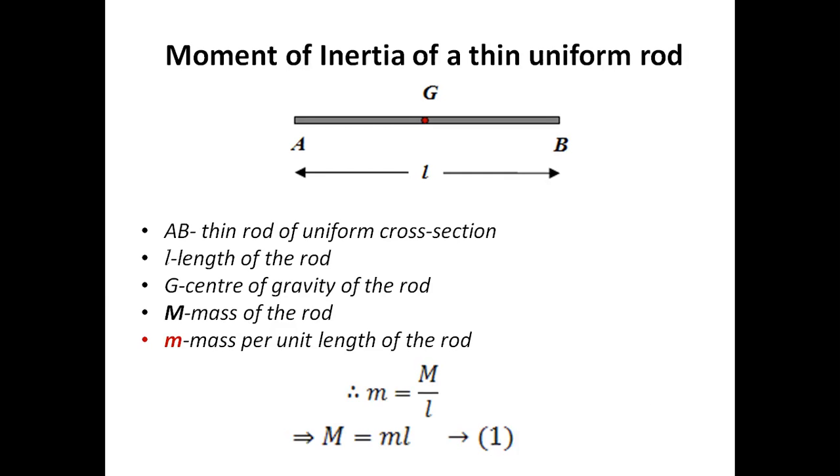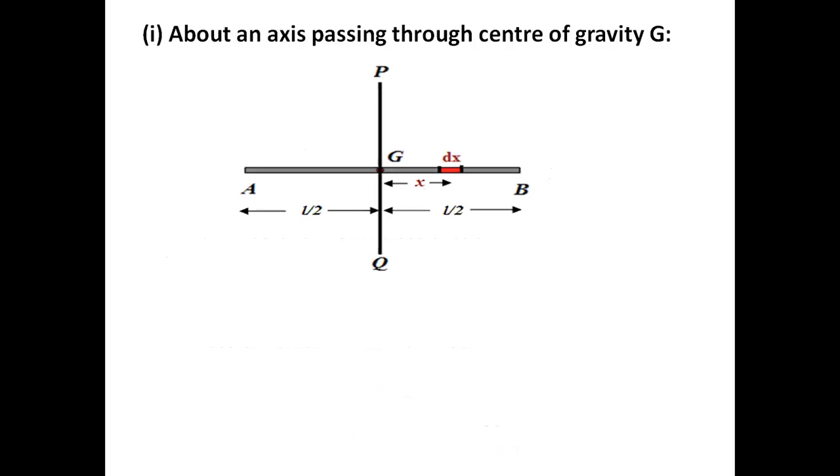Now let us calculate the moment of inertia of the thin rod about different axes. Let us consider the first axis, which passes through the center of gravity of the rod and is perpendicular to the length of the rod. To calculate that, consider a rod AB having a length L, and an axis PQ which passes through the center of gravity of the rod. Then the distance from A to G is L by 2 and from G to B it is L by 2.